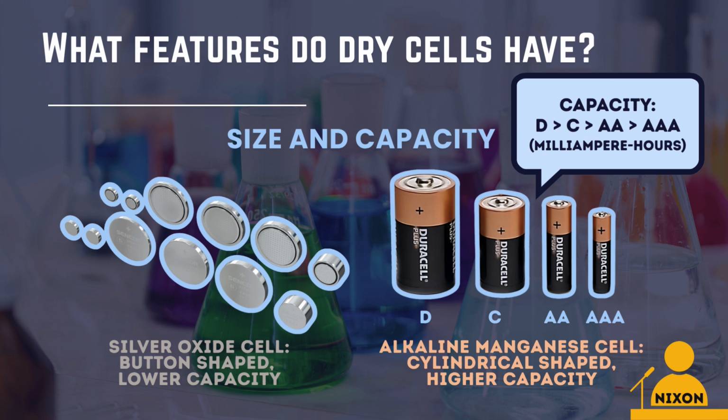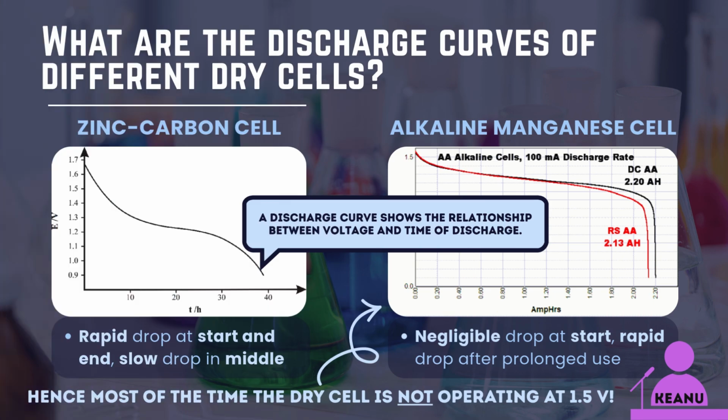This silver oxide cell is a small, button-shaped battery, typically round in design. As it is very flat, it can fit in devices with a small dimension. In contrast, the alkaline manganese cell features a cylindrical shape and has more capacity than silver oxide cells in terms of milliampere hours. We can also compare the discharge curves of the zinc carbon cell and the alkaline manganese cell.